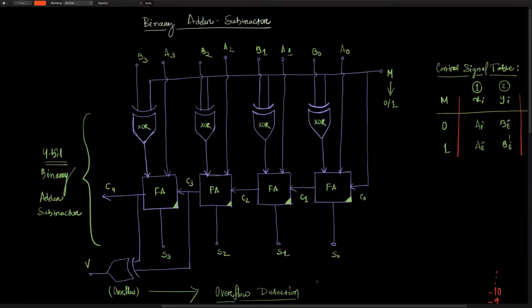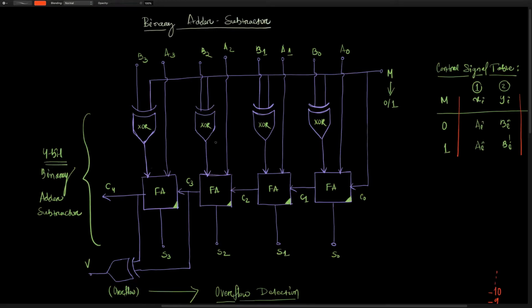In this lecture we will be studying the binary adder subtractor. This circuit will both add and subtract the given n-digit binary numbers. This figure shows you the binary adder subtractor for 4-bit numbers. It contains a number of XOR gates depending on the number of binary bits given to you.